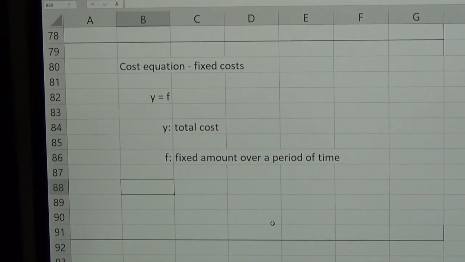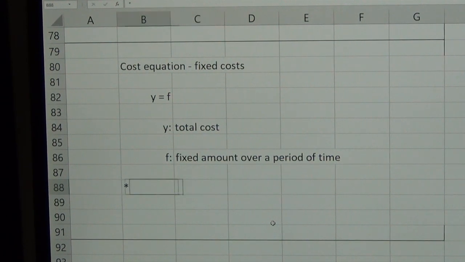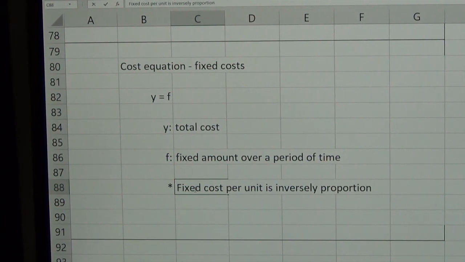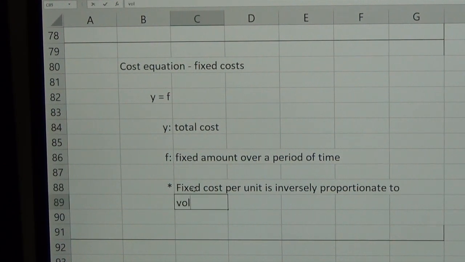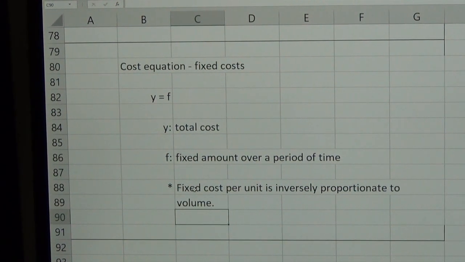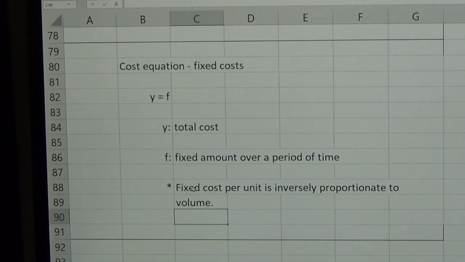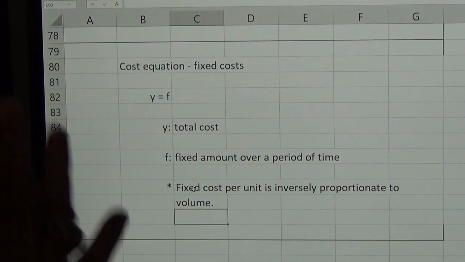Now, here's what's kind of interesting, and it'll be relevant when we're talking about some other things later on in this chapter. We're looking at it from this perspective. The fixed cost per unit is inversely proportionate to volume. So, in other words, as the volume goes up, as the volume increases, then your fixed costs per unit, not in total. In total, it's fixed.